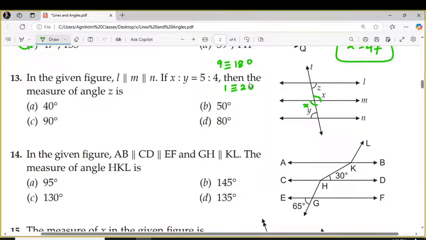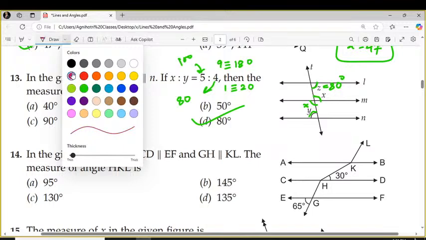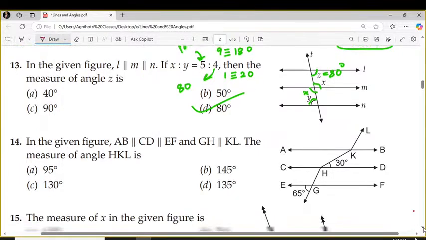And in this way you can get the value of 5 equal to 100, 4 equivalent to 80, and they ask for z. The x and z are actually supplementary. That's why z needs to be equal to y, isn't it? Because they are alternate. And y over here is 80. That's why z needs to be 80. Is it your answer? Okay, now come to question 14.